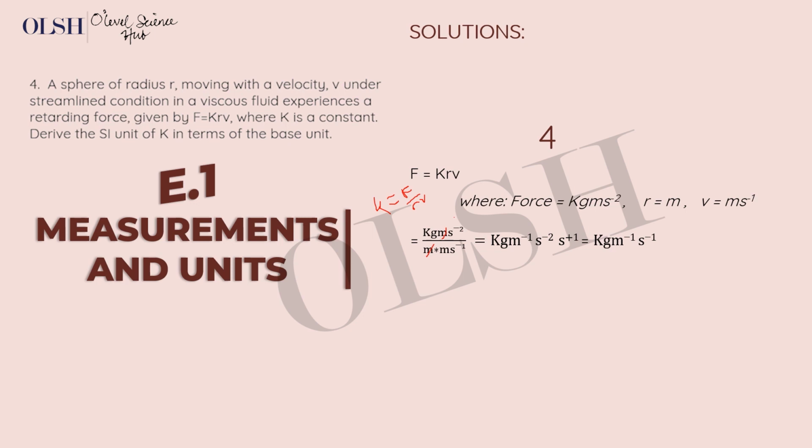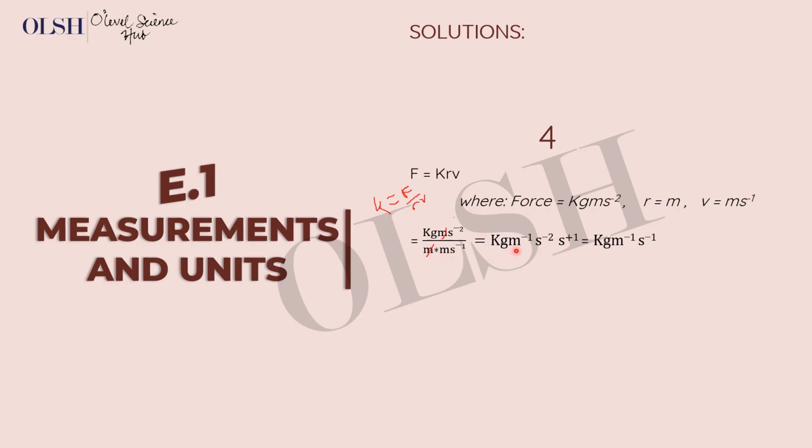So if we move our denominator upwards, we're going to have kilogram per meter. This per meter comes from this meter down here. So per meter per second squared, which is this one, then per second, which is this. So we have s raised to the power minus 2 plus 1, which from indices would give us s raised to the power minus 1, because minus 2 plus 1 is minus 1. So our answer becomes kilogram per meter per second.